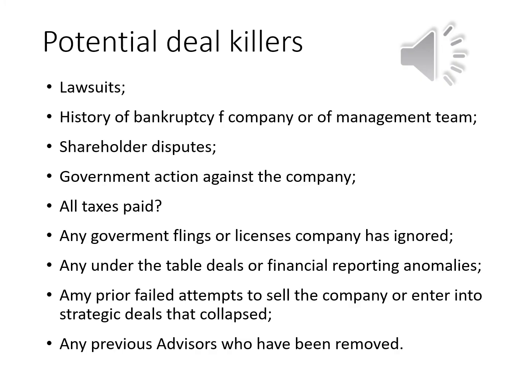This slide contains a list of potential deal killers. So deal killers are problems that are so serious that they would make it very unattractive for any investor to come into the company, because of the uncertainty they would create, plus the potential for large losses. And these would include things like lawsuits, disputes among the shareholders, some irregularity in government permits, any anomalies in reporting. And if there were deals that previously collapsed, it would require very careful explanations.